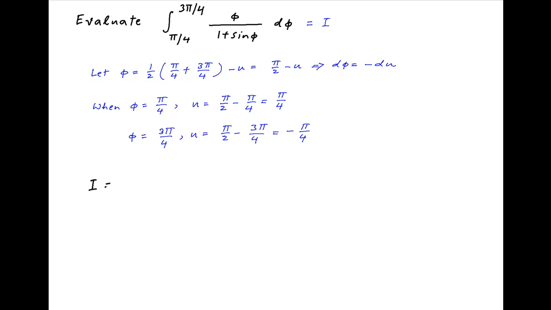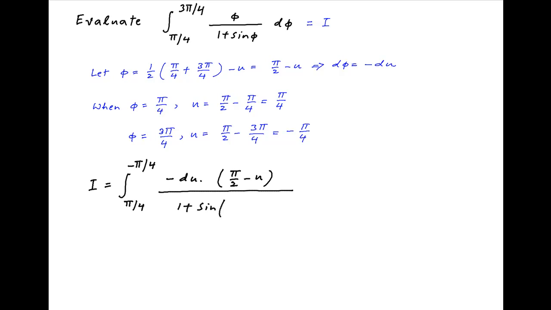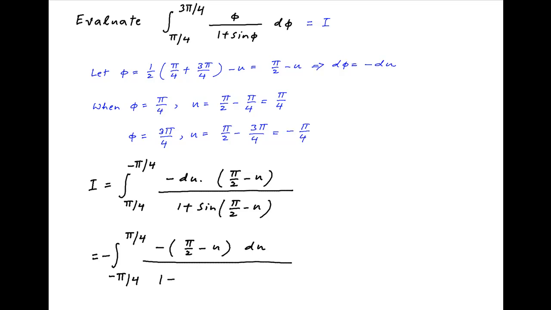Using these results, I can be written as integral u going from pi upon 4 to minus pi upon 4 of minus du, with pi upon 2 minus u in the numerator, and the denominator is 1 plus sine of pi upon 2 minus u. Reversing the limits, which introduces a minus sign, we get minus integral minus pi upon 4 to pi upon 4 of pi upon 2 minus u du divided by 1 plus cos u.